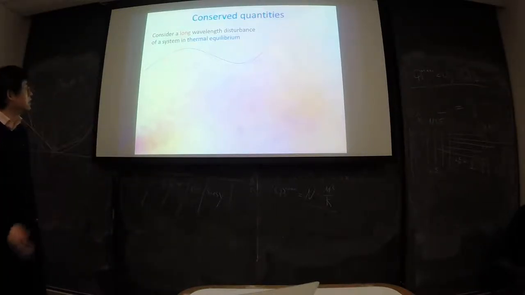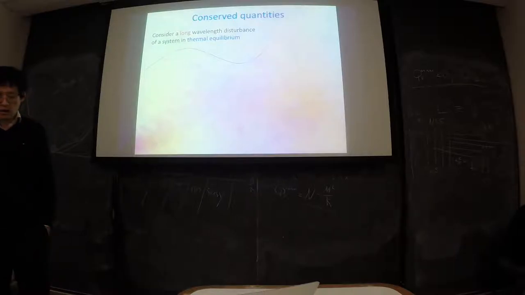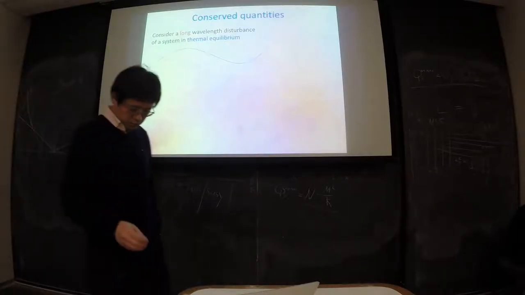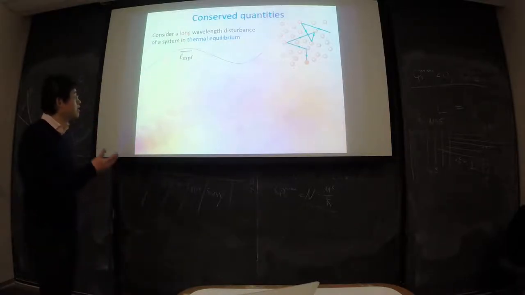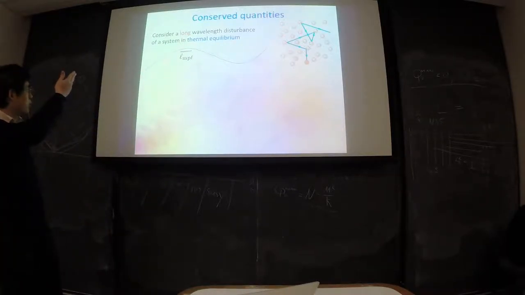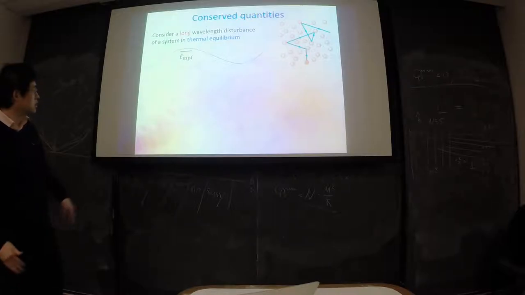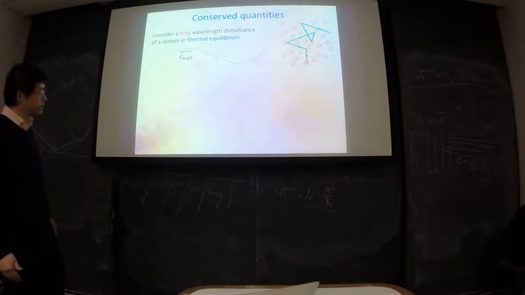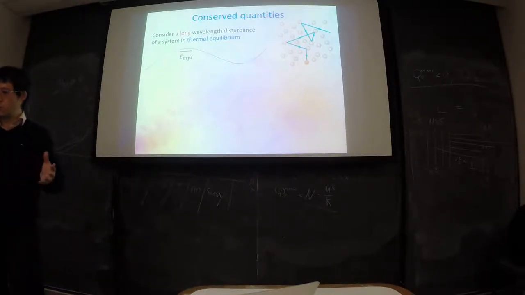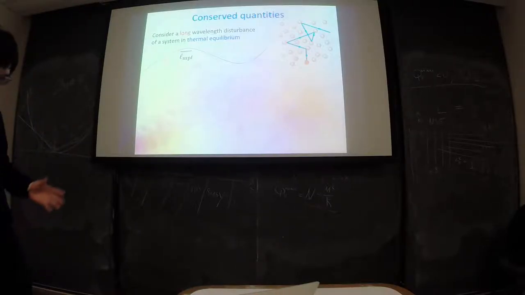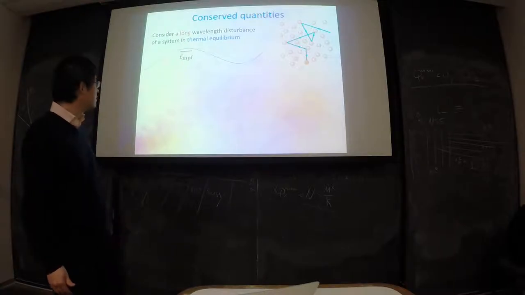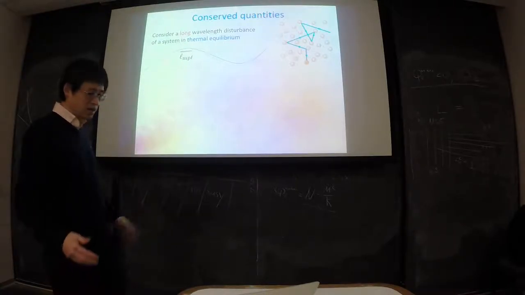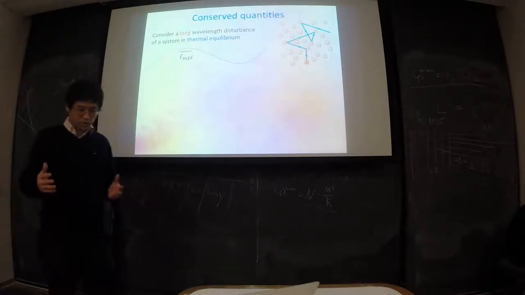some long wavelength disturbance. By long wave disturbance, we just mean that the wavelength is much larger than whatever is the mean free path. And so if you have water, then there's a typical collision mean free path. And if you are in a strongly coupled field theory, then this mean free path should be of order, say, 1 over the temperature.